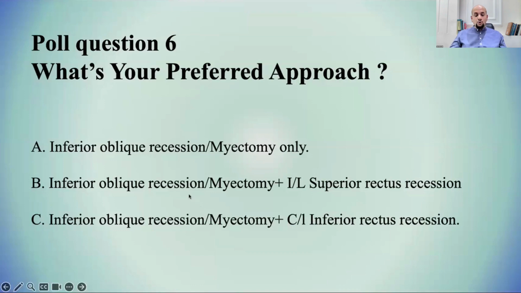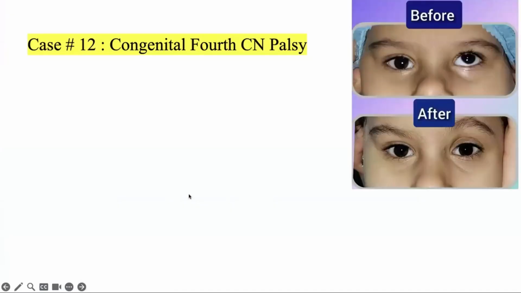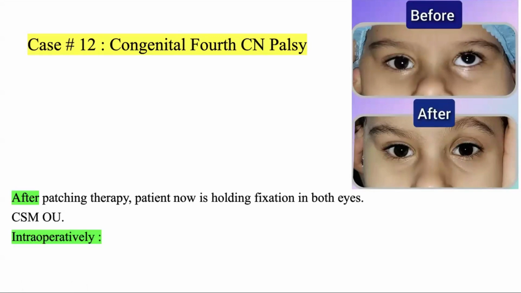So in these cases, usually what we do intraoperatively, we will check for the force duction test in the left eye. If the patient had tight superior rectus muscle, and that can happen with long-standing fourth nerve palsy, then you need to do superior rectus recession. But if the patient had normal superior rectus tone, it's preferable to do inferior rectus recession on the other eye.